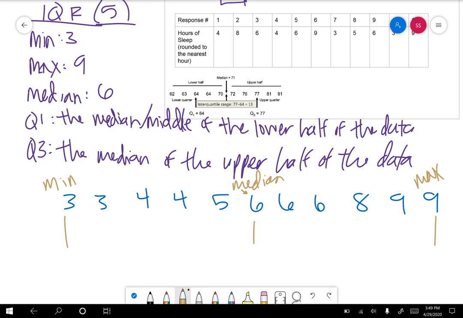Okay. Now let's talk about Q1. Q1 is the median of the lower half. What I mean by lower half is this section right here, from the minimum to the median. That's the lower half. So we want to find the median of the lower half of the data. So we're finding the middle.